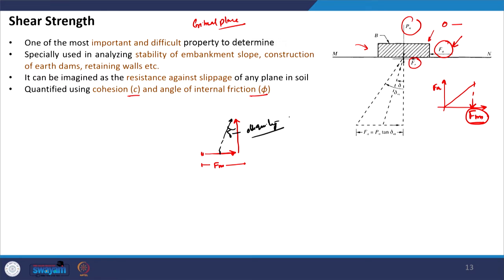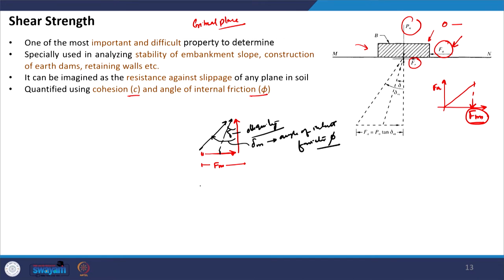Now, the corresponding value of delta at which the sliding occurs is nothing but the angle of internal friction. This is the maximum angle, and beyond this the box will start sliding. So, this is the angle of internal friction, and we denote it using phi.